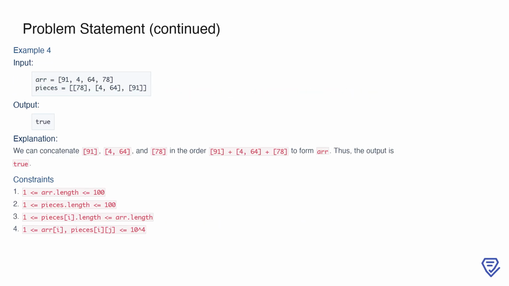In the fourth example, we have ARR equals [91, 4, 64, 78], and pieces equals [[78], [4, 64], [91]]. Here, we can concatenate the subarrays [91], [4, 64], and [78] in the order 91 plus 4, 64 plus 78 to form the array ARR. Since this is a valid way to construct ARR while respecting the order of elements within each subarray, the output is true. This example shows that while the subarrays in pieces can appear in any order relative to one another, their internal order must remain intact.